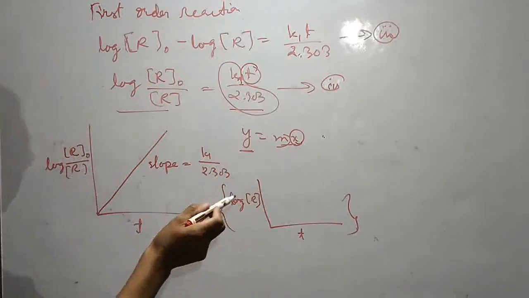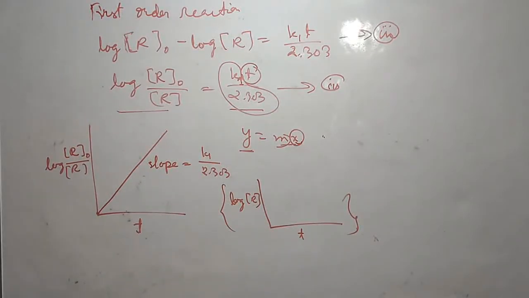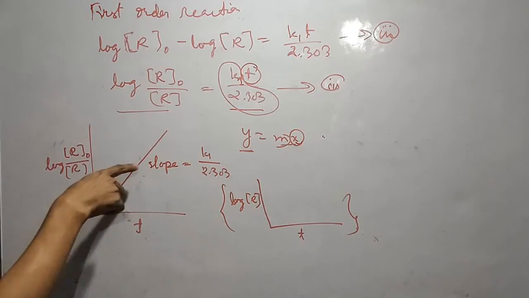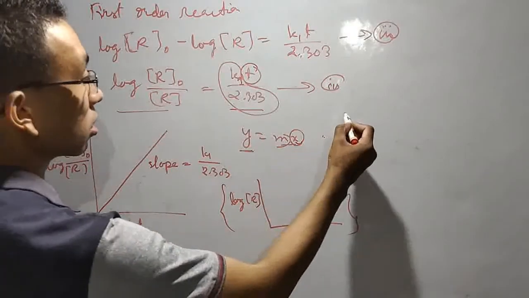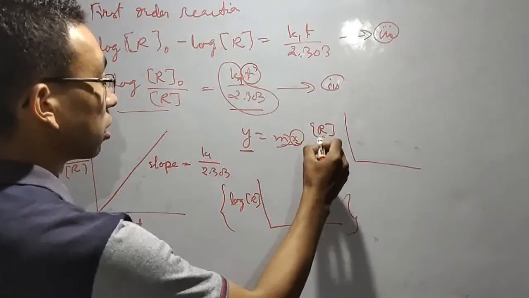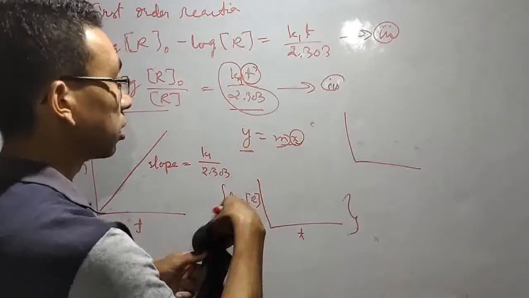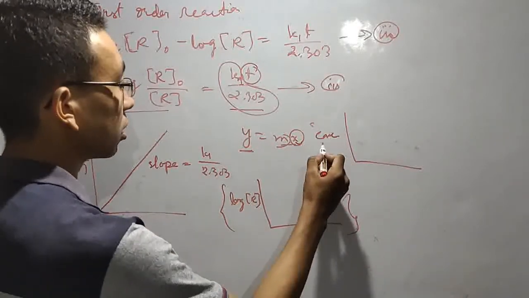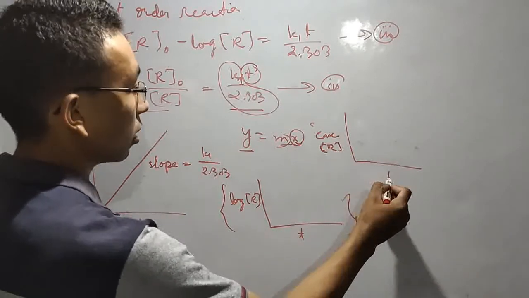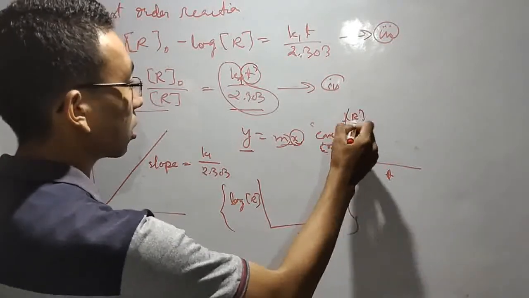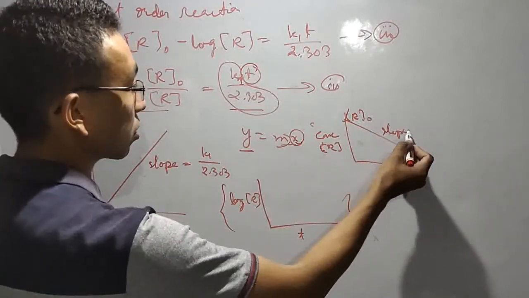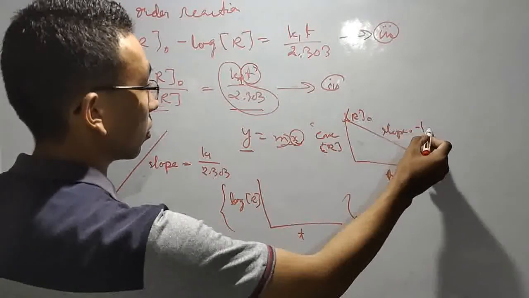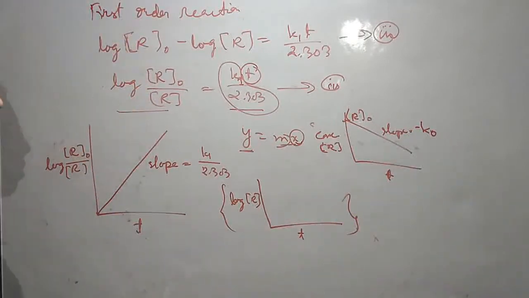And in the zero order reaction, I think I missed out something. I forgot to put the slope, so it was like this. It was concentration, that is for r, and this is time, and here at this point there was r0. So it was going down like this. And here the slope, I think, was minus k naught. So this is the slope.